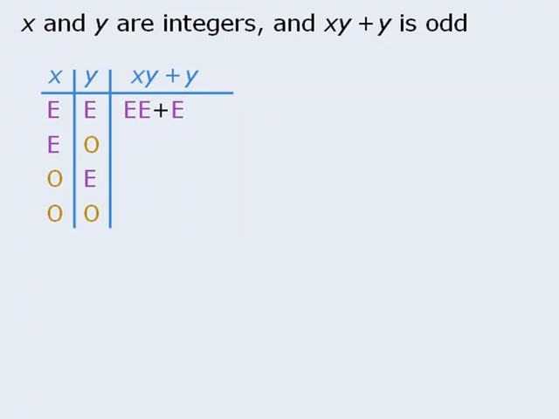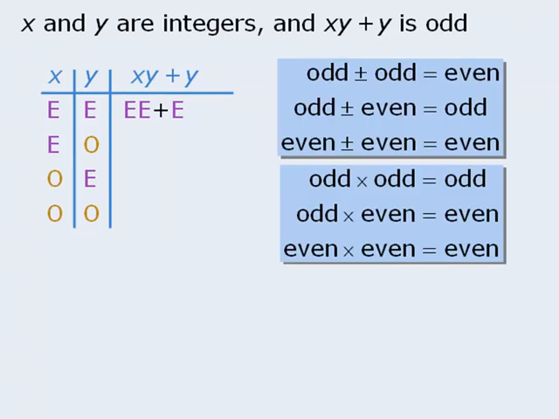So for the first case, we'll replace the x's and the y's with e to show that they are both even. To evaluate this, we'll apply our rules regarding even and odd numbers. So in this first case, we have an even number times an even number, which is even, and then to this we add an even number, which will result in an even number. So for the first case, where x and y are both even, the expression xy plus y evaluates to be even.